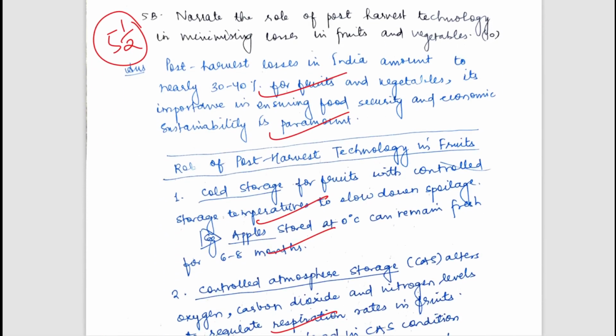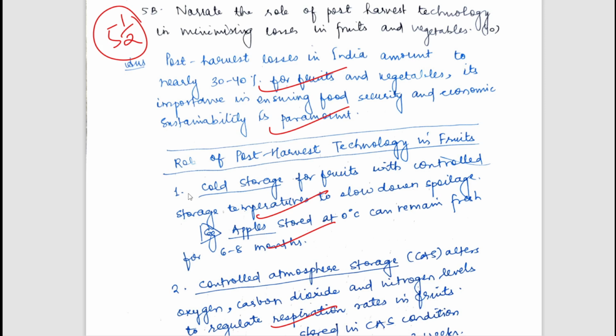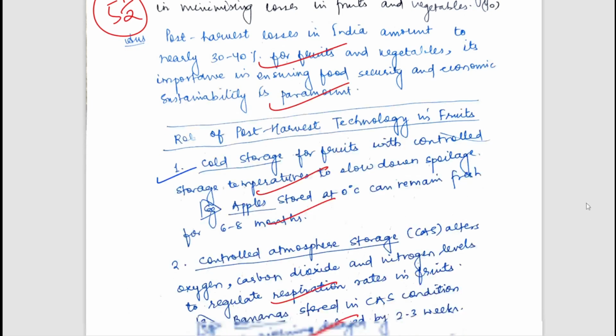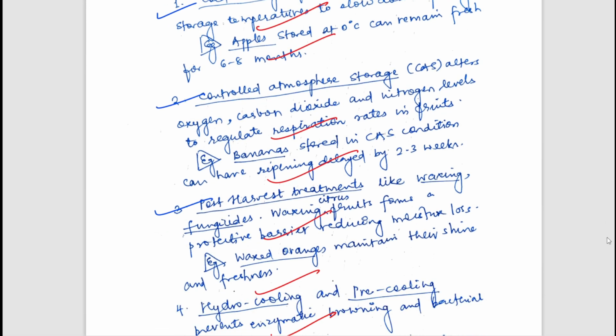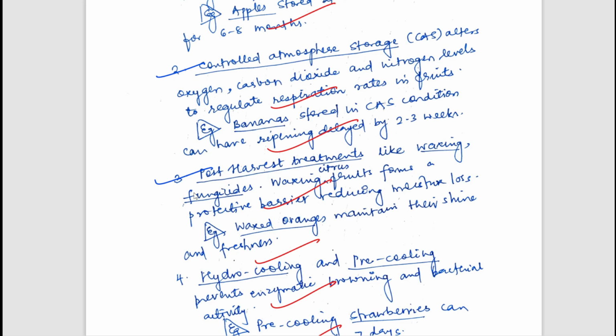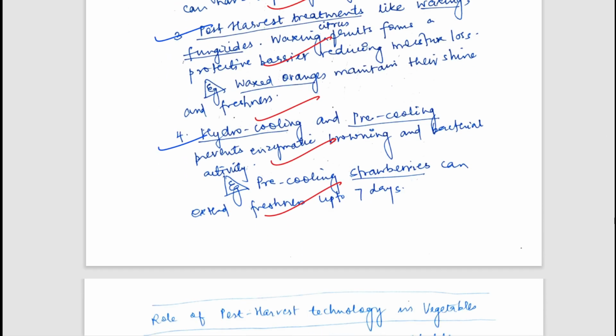The next question is, narrate the role of post-harvest technology in minimizing losses in fruits and vegetables. So we all know what post-harvest technology is. Those are the technologies which we apply after harvesting so that we can get the fruits to market, to the consumers. So what is its role? Through cold storage we can keep the fruits or flowers at lower temperatures so that their shelf life is increased. We can control atmospheric storage. We can do post harvest treatments such as waxing and use of fungicides. Hydro cooling can be done, pre cooling can be done.